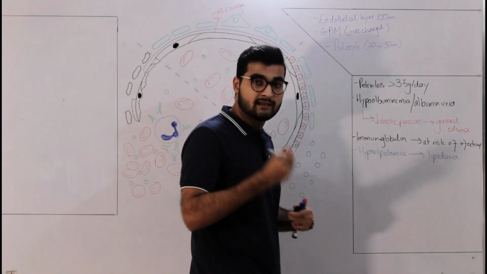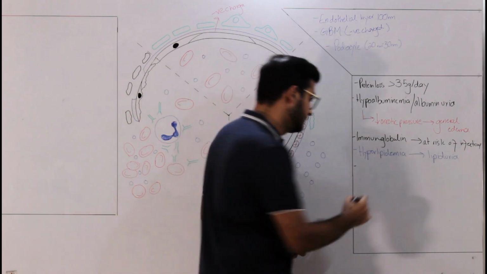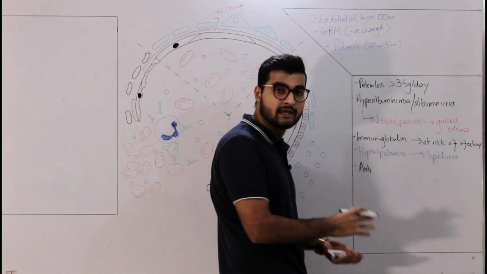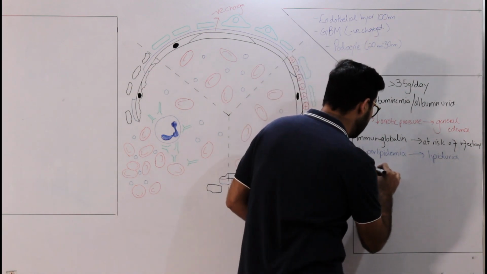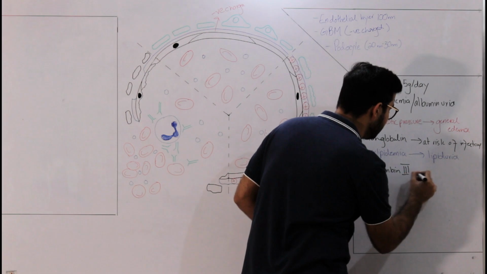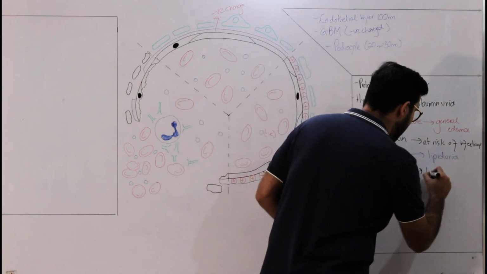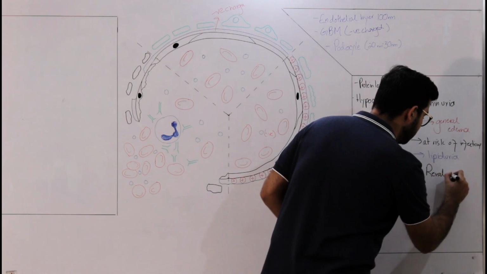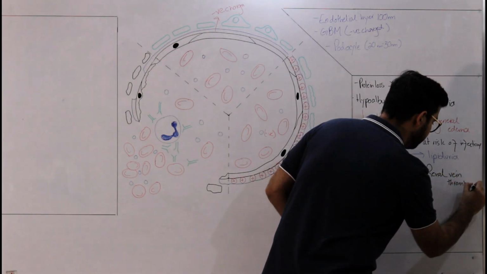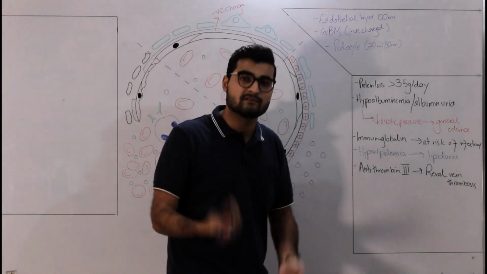Now, another thing that can happen is that you also end up losing antithrombin 3. Antithrombin 3 is basically a particle that prevents thrombosis inside your body. Now, if you lose antithrombin 3, what will happen? You will be at risk of developing thrombosis. So in patients of nephrotic syndrome, you have a higher chance of having renal vein thrombosis. Now, increased chances of renal vein thrombosis, it's only going to worsen your situation, right?